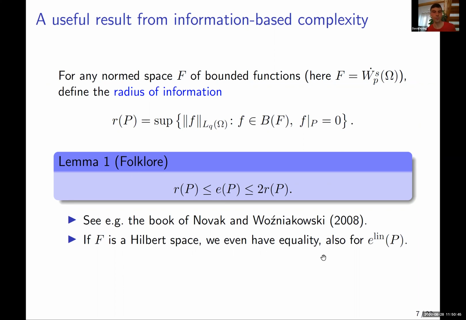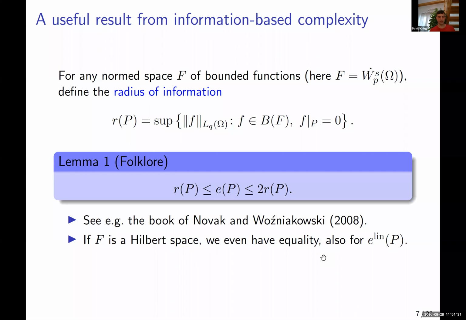So how goes the proof? The first ingredient is a result from information-based complexity, which is quite general, and it goes like this. If you have a normed space F, like in the beginning of bounded functions on omega, in this case the Sobolev space, we can define the radius of information. That's what it's called. And it's just the supremum, the largest LQ norm of a function which is in the unit ball of the space and which vanishes on the point set P. This is the radius of the point set P, the information given by the sampling points.